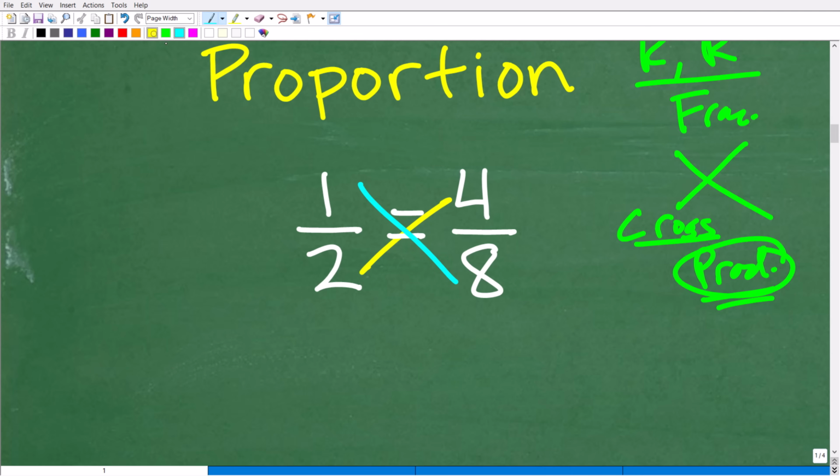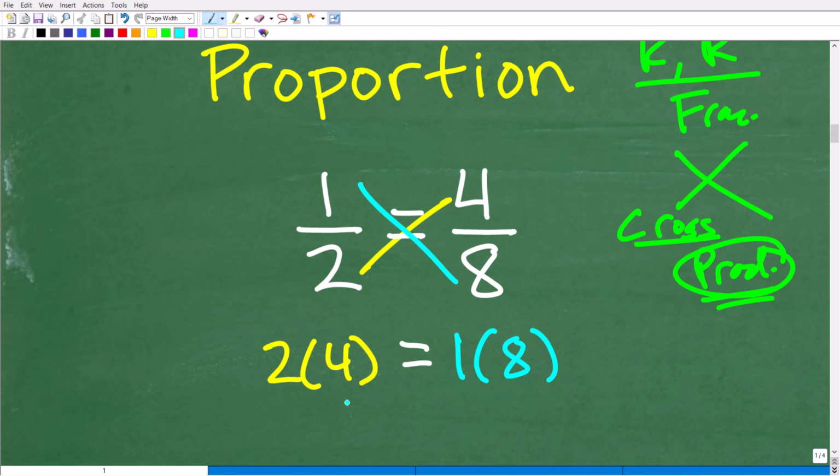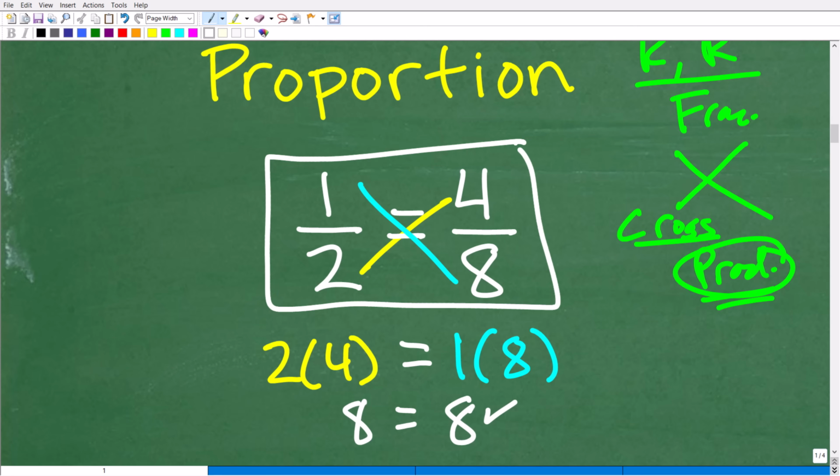So let's go ahead and see how this works. 2 times 4 is equal to 1 times 8. Okay, so 2 times 4 is equal to 1 times 8. And of course, 2 times 4 is 8, and 8 is equal to 8. All right, so one thing you need to understand is when you have a proportion, two equal fractions, the cross products are equal, and this is exactly what we need to understand in order to solve this problem.